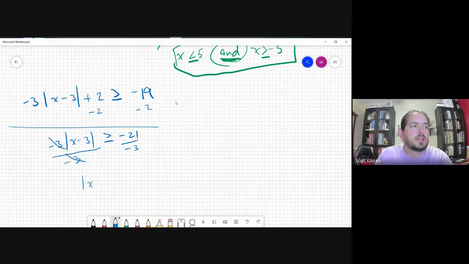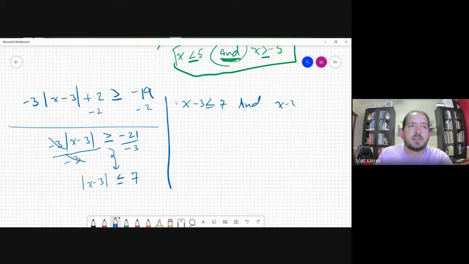But when I isolate the absolute value by dividing by -3, then I have x minus 3, the absolute value. I have to switch this sign because it's an inequality and I divide it by a negative, and so I get this less than or equal to 7. And so this creates those two inequalities that x minus 3 is less than or equal to 7 and x minus 3 is greater than or equal to -7. And then I solve.